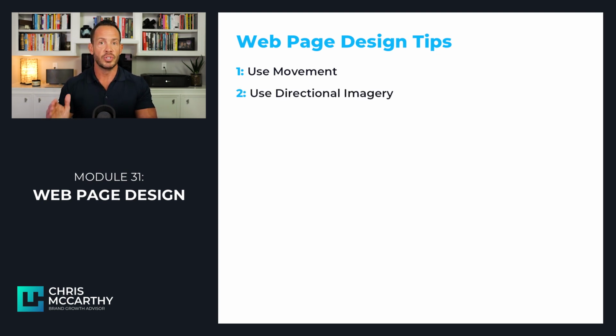Tip number 2, use directional imagery. People love photos of other people, specifically a person's face. These photos will increase the human and emotional connection the viewer will experience when visiting your webpage. When people can associate other humans to a brand, they are more likely to approve of it and perceive it as trustworthy.